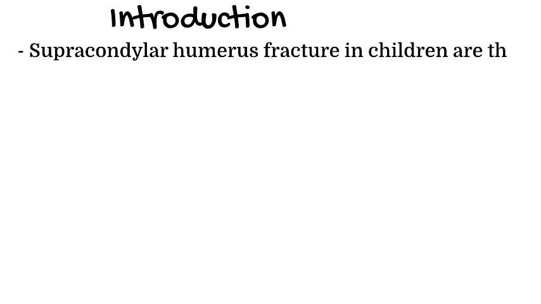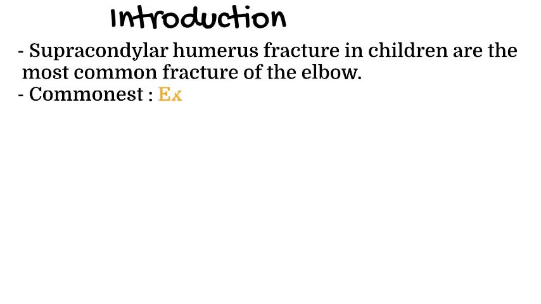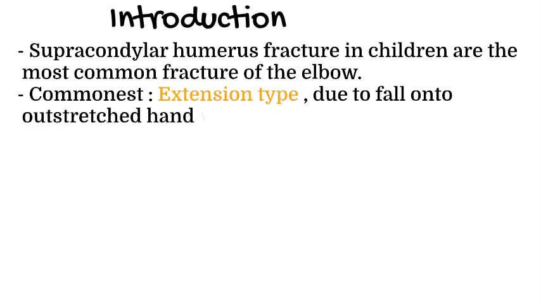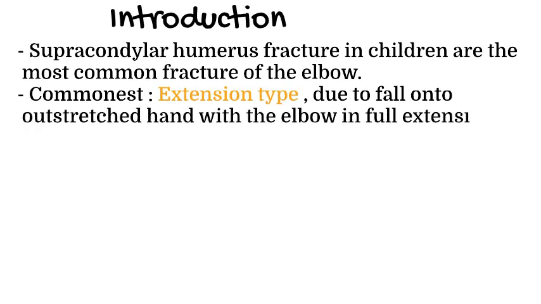As an introduction, supracondylar humerus fractures in children are the most common fracture of the elbow. Commonly it is an extension type due to a fall onto an outstretched hand with the elbow in full extension.